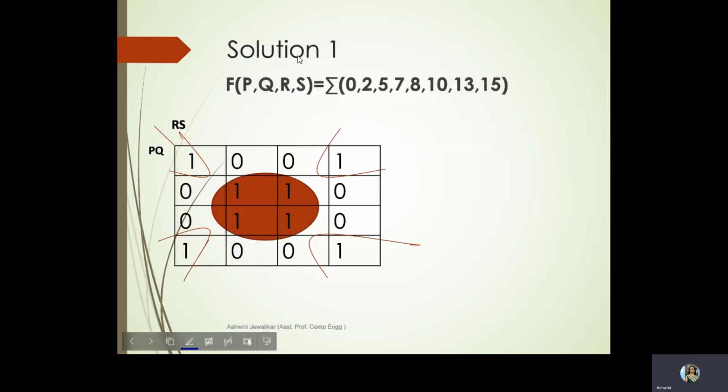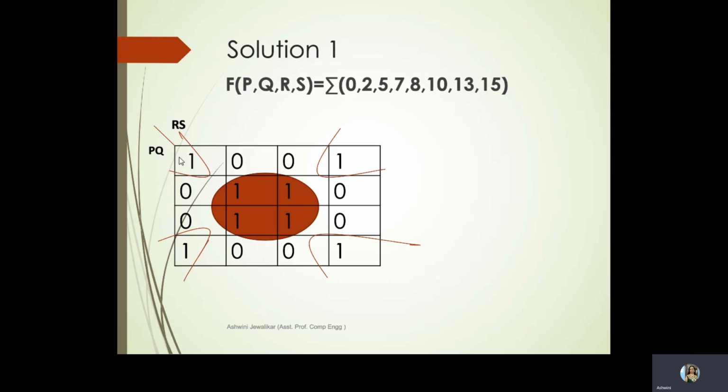See this example, f(P,Q,R,S) = summation in bracket 0 to 5, 7, 8, 10, 13, 15. These are the decimal equivalents of the min terms for which the expression gives you output 1. So this is the meaning of SOP. We have studied it earlier. What we are trying to do today is solve it.